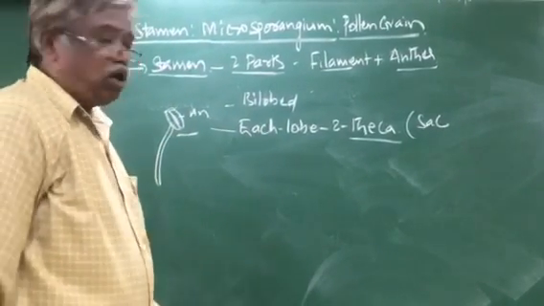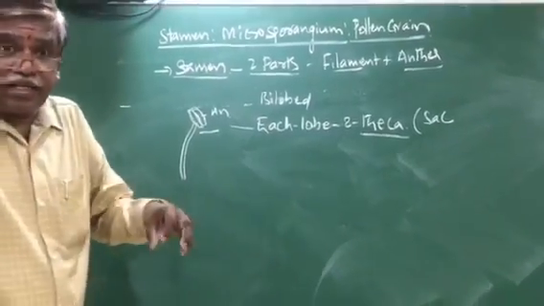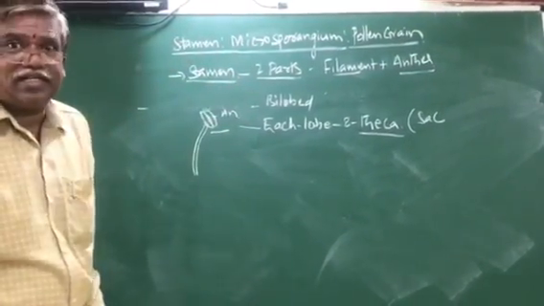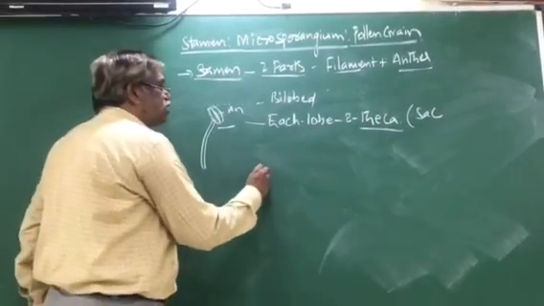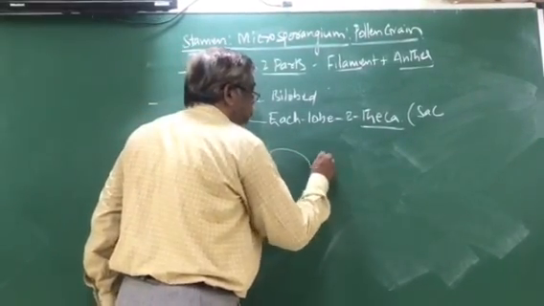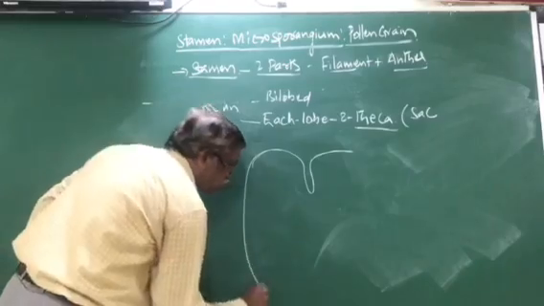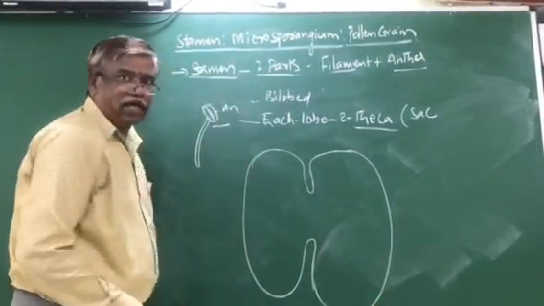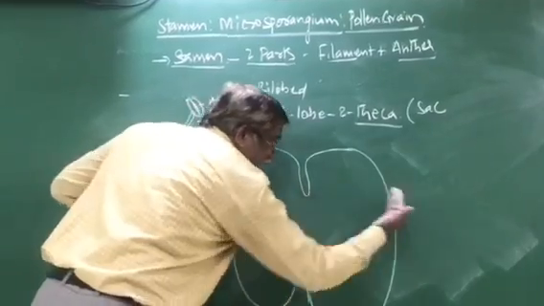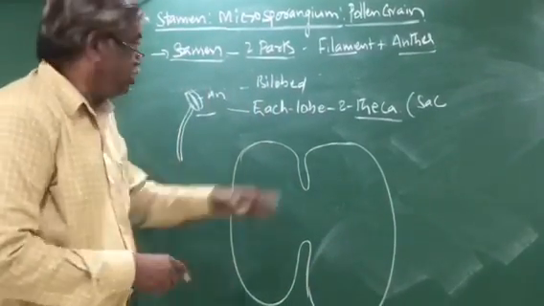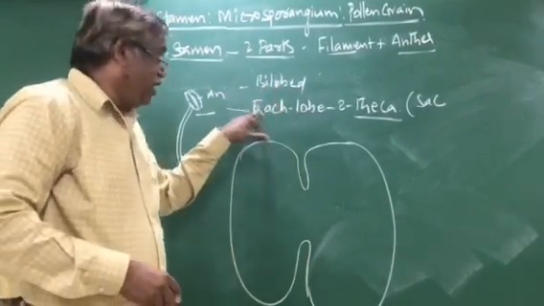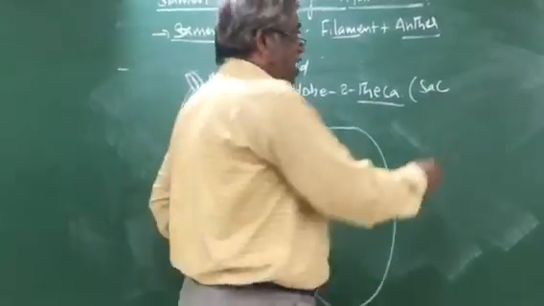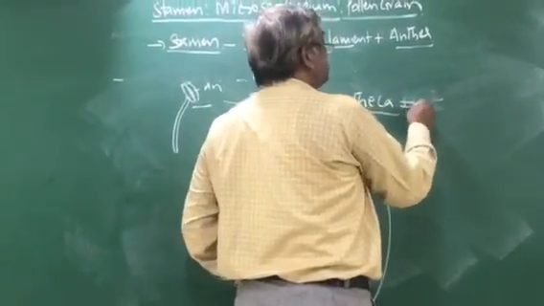Now, to study the internal structure of anther, you must take the TS. Now it is a TS of young anther. It is one lobe, it is another lobe. Already I said it, bilobed. Each lobe having two theca is called dithecous.